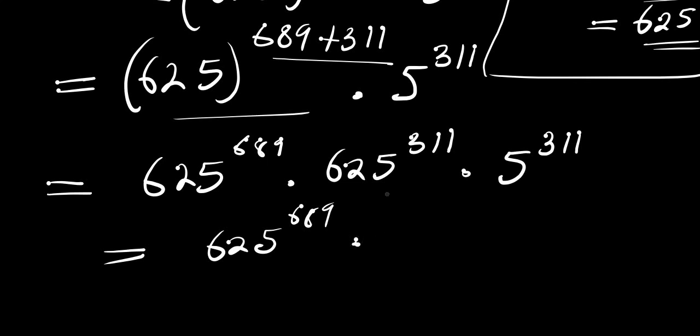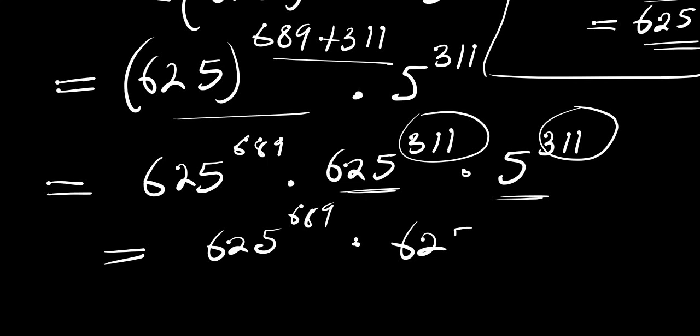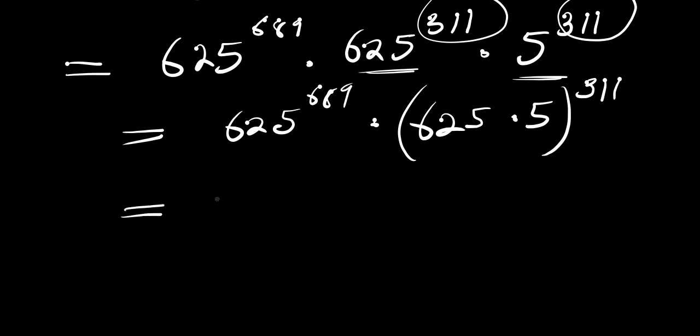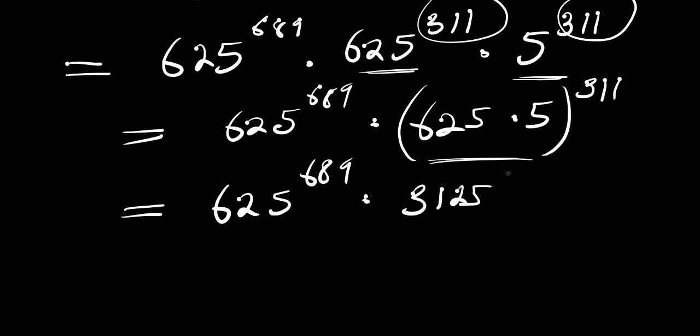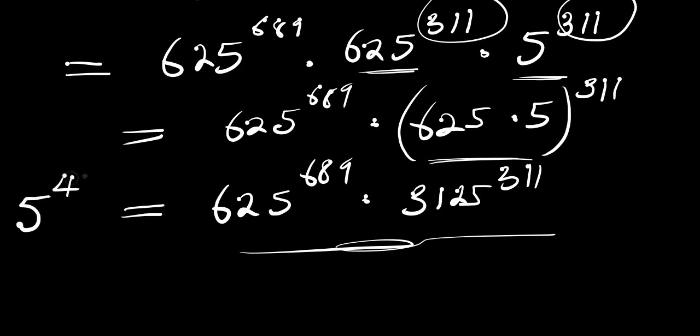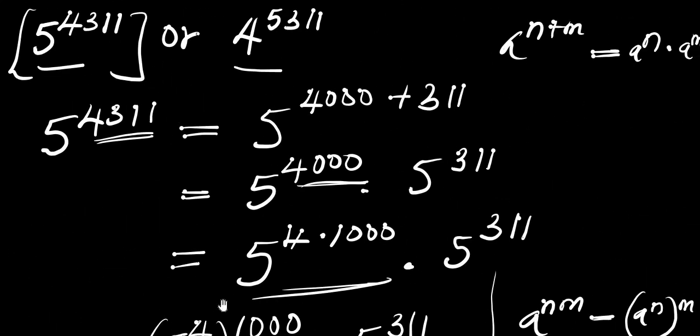Then the next thing is for us to combine these bases since the exponents are the same. So we are going to have 625 times 5 raised to the power of 311. This will give you 625 raised to the power of 689 times 625 times 5, which is 3125, raised to the power of 311. Now we can stop here for this particular one. So we can express 5 raised to the power of 4311 as this. They are the same thing. Now, the next thing is for us to go ahead and copy the second number that we are comparing with. That is this.